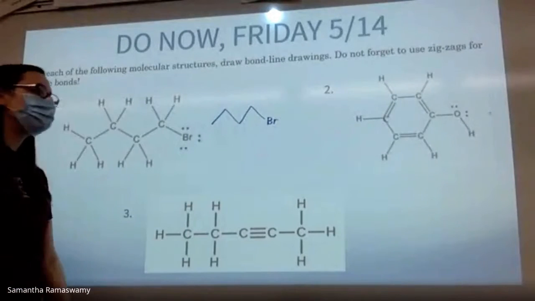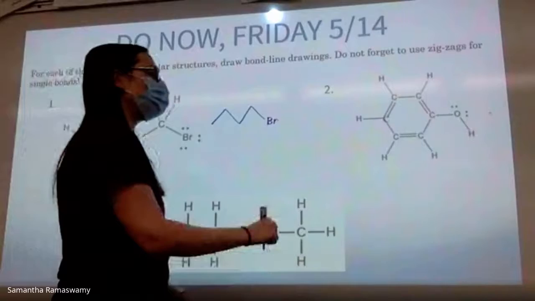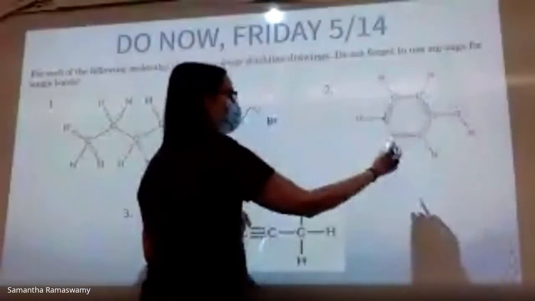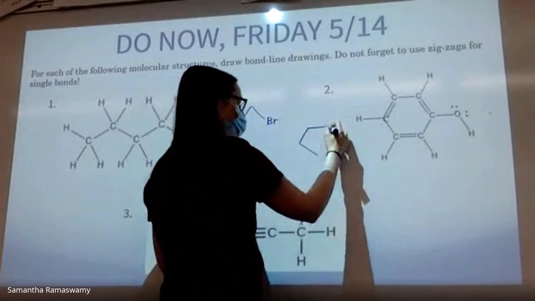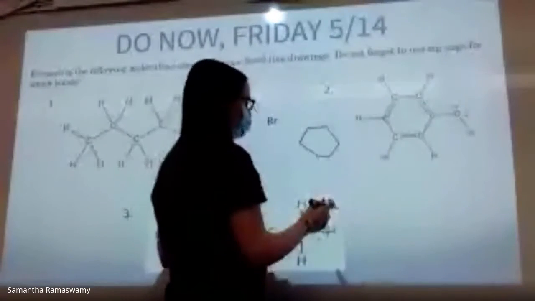In number 2, here we have a ring structure. So 1, 2, 3, 4, 5, 6 carbons in a ring. So we could just make it look like this.